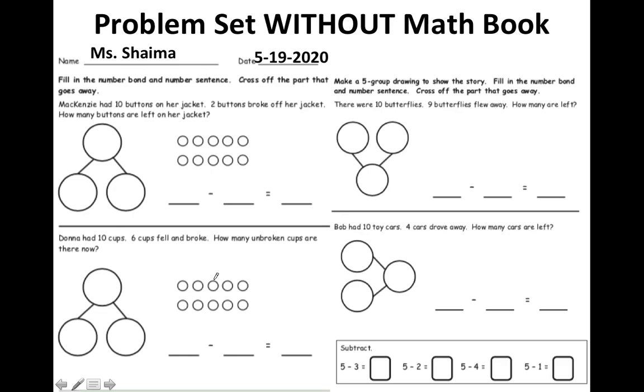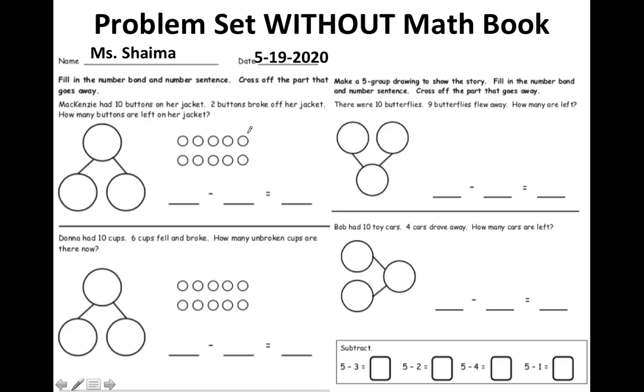Same thing. Let's read the direction. It says fill in the number bond and the number sentence. Cross off the part that goes away. Mackenzie had 10 buttons on her jacket. 2 buttons broke off her jacket. How many buttons are left on her jacket?